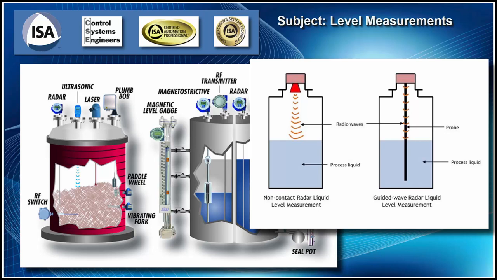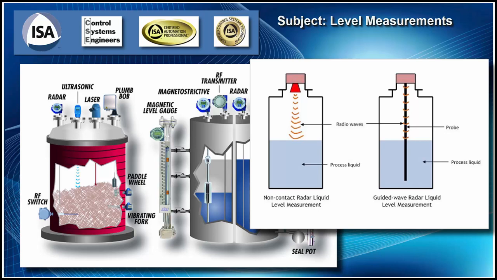Now, if we want to get a better measurement, and this is what most people use, we can either use a rod or what they call a rope, a flexible cable wire going down, and it'll send the electromagnetic field down through the wire. And when it hits the surface, it can tell there's a difference in density and a change in impedance due to the dielectric constant of the fluid that's being measured. And so we get a reflected signal back. So when it reflects back, time of flight of how long it takes to come back, this tells us how far down it is from our sensor.